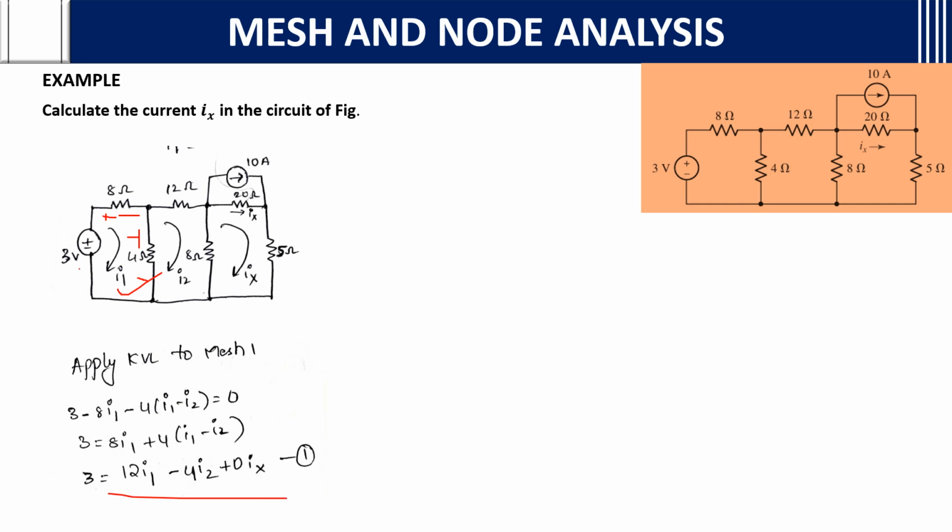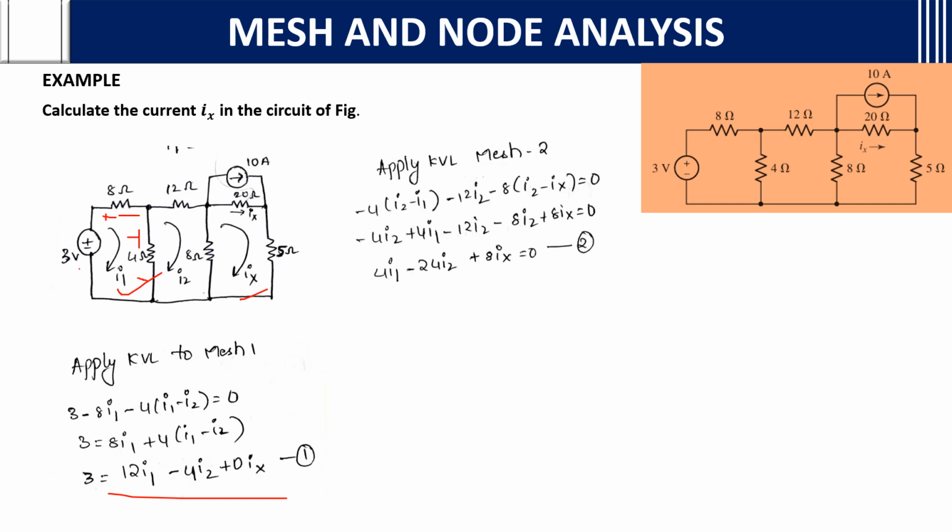As there is no Ix term, put 0 plus 0 Ix. Then apply KVL to mesh 2. Applying KVL to mesh 2, what you will get? Minus 4 (I2 minus I1), plus minus 12 I2, then again plus minus 8 (I2 minus Ix) equals 0. As Ix is passing through this, it is 8 into (I2 minus Ix). After evaluating, you will get the second equation.